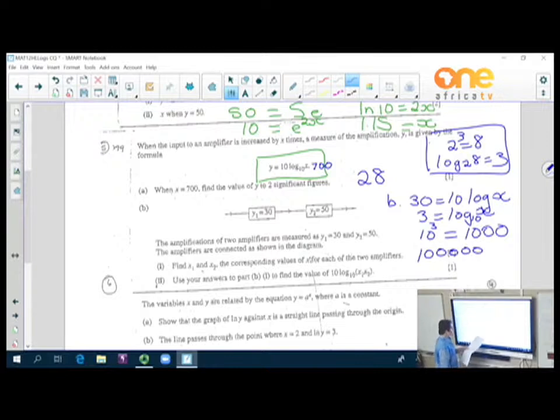And then use your answers to part B1 to find the value of... now what you have to recognize here is that because you multiply, you add. So you can calculate it, or we can just use this, and the answer is then 80. The answer is 80.